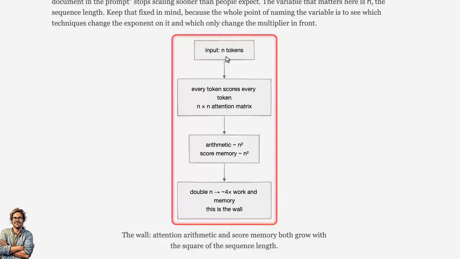This diagram makes the wall concrete. With n tokens, you form an n by n matrix, so both the arithmetic and the score memory scale with the square of the sequence length. The whole point of naming the variable n is to see which techniques change the exponent on it, and which only change the multiplier in front.